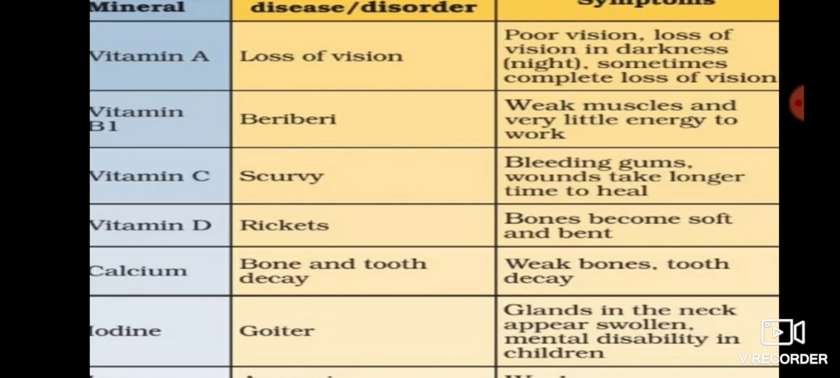So what are the symptoms of scurvy? Bleeding gums. Suppose the person who is suffering from scurvy, bleeding takes place from the mouth, because the teeth are attached to the gums. These gums become weak, so they start to bleed. The person who is suffering from vitamin C deficiency shows bleeding from the gums, and wounds take longer to heal. Whenever the person gets injured on any body part, it takes too much time to recover. So that is the problem they are going to face.